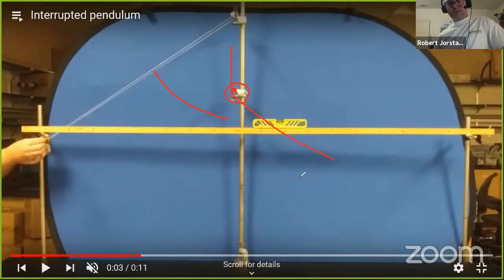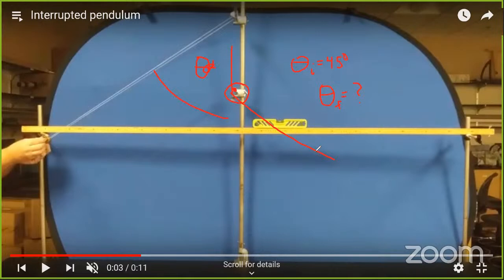So my question is, do you think the angle that it swings up to will be greater than, less than, or equal to the initial angle? So let's say we call this theta, and let's just eyeball it. It looks to me like it's almost exactly 45 degrees or something. So let's say theta initial equals 45 degrees. What do you think will be true about theta final? Will it be greater than, less than, or equal to theta initial? What's your gut tell you? Will it be greater than? Okay, and then, all right, so let's take a look and see.